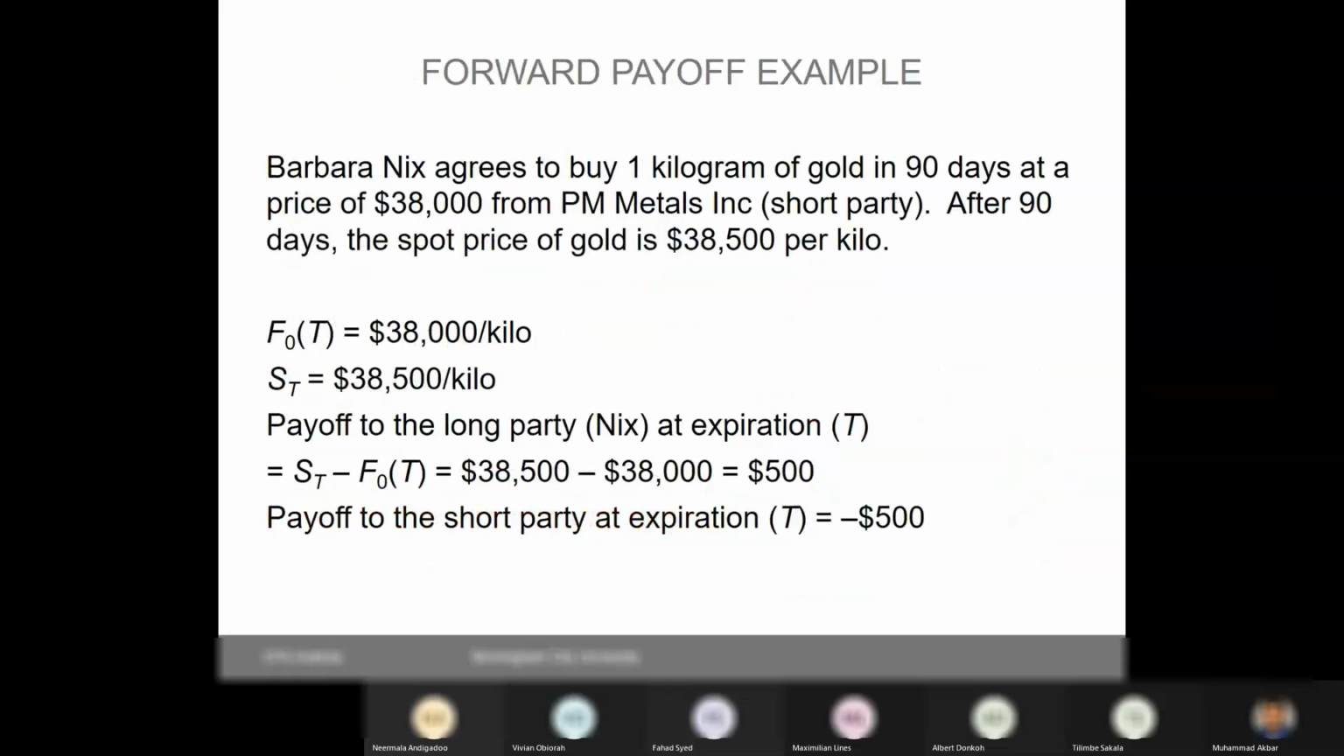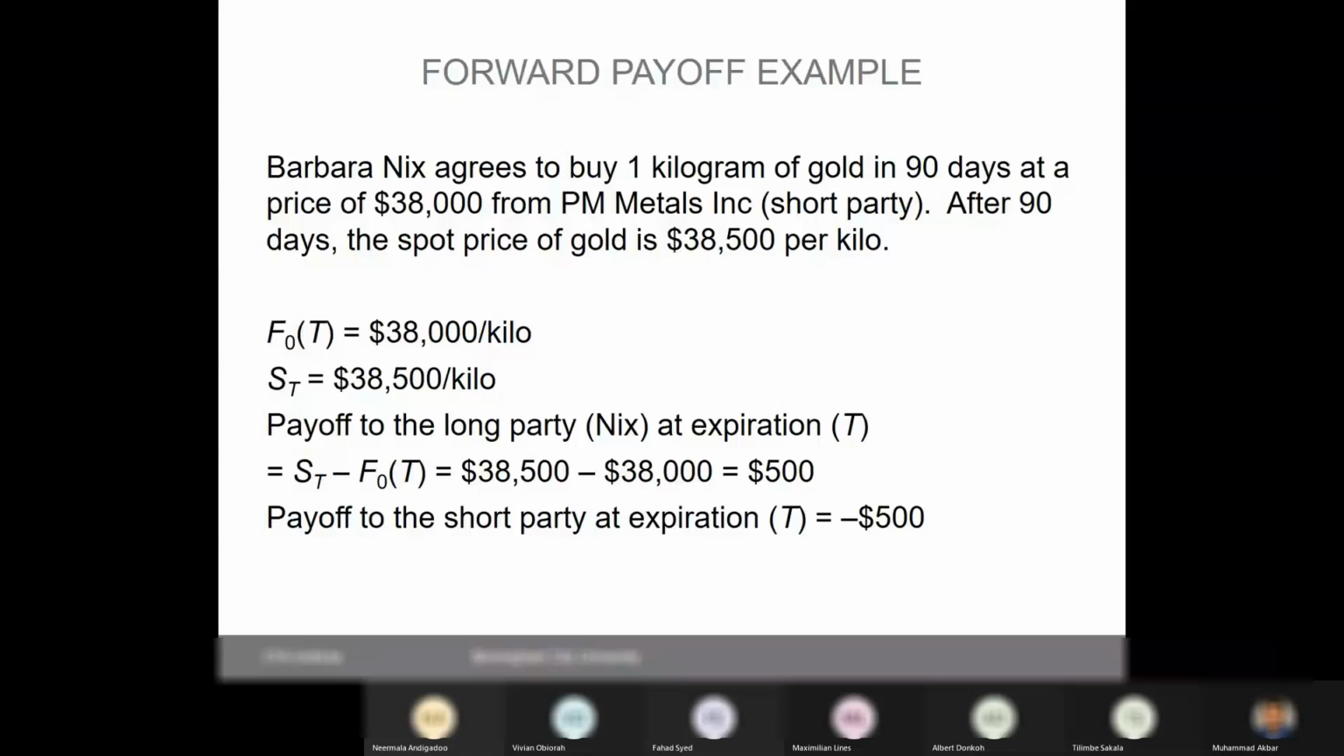Okay, so here we have an example. Just have a look at this example. Barbara Nix agrees to buy 1 kilogram of gold in 90 days at a price of $38,000 from PM Metals Incorporated, the short party. The short party means the party that is selling gold, and the long party is Miss Barbara here. So after 90 days, the spot price of gold is 38,500 per kilo. Because the price has gone up, Barbara will be making a gain while PM Metals will make a loss. Because whenever the price goes up in a forward contract, the buyer in the forward contract will make a gain and the seller will lose money.